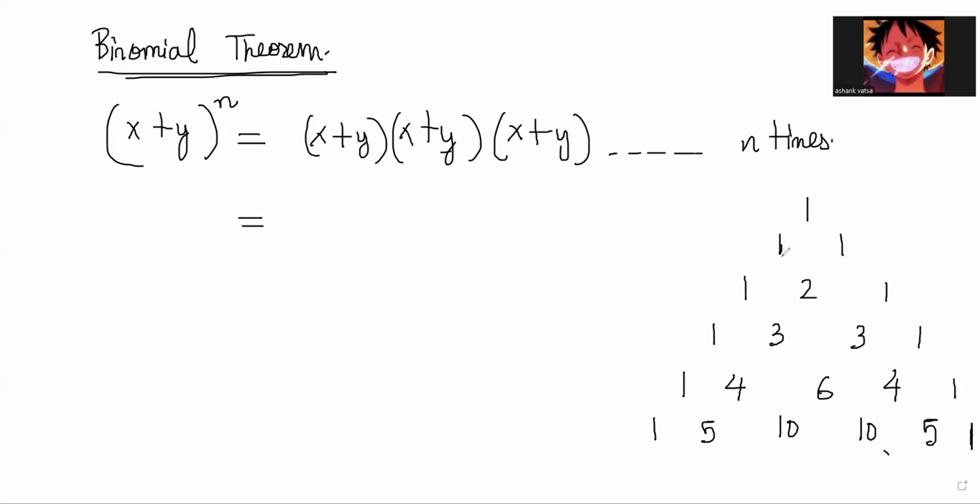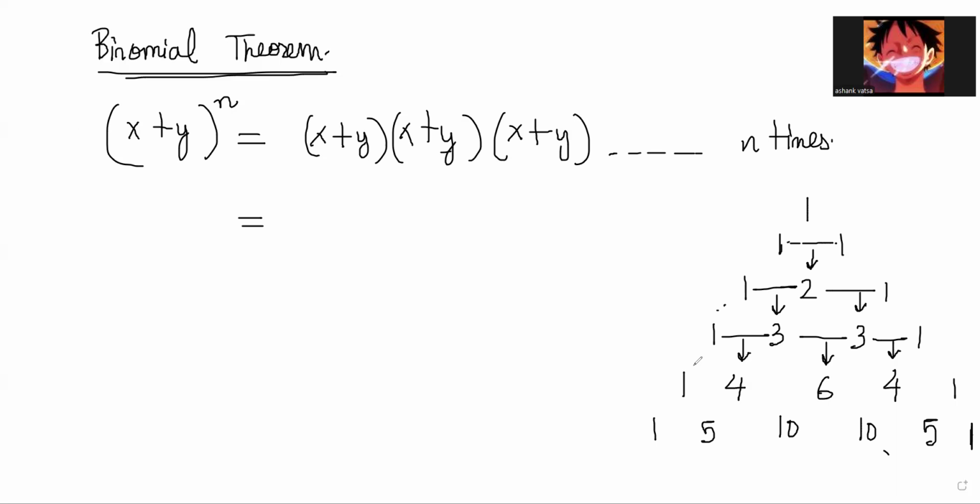Okay. So you start off with 1, then you put 1 and 1 below it, right? And after that, every time you'll put the sum of these two as 2, right? And the sum of these two is 3, sum of these two is 3, sum of these two is 4, 6, 4. And the starting point and ending point of every row is 1. Do you understand what I'm saying? Yes, sir.